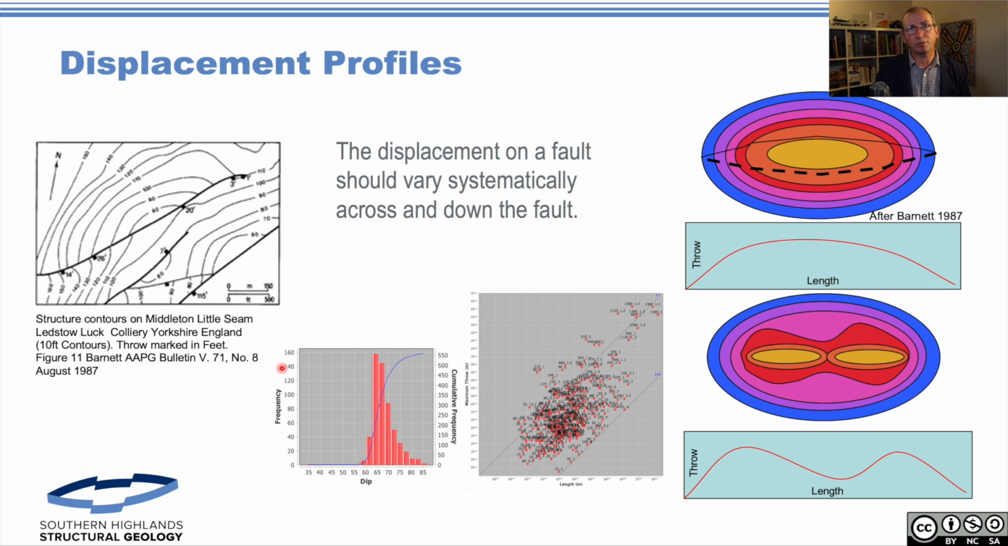The most important thing to recognize is that a fault is a displacement feature. It's not a line on a map. It's not a permeability feature. A fault strictly is displacement, and you have to demonstrate you've got displacement, not just sit there and say it's got displacement. You need to demonstrate what the displacement is.